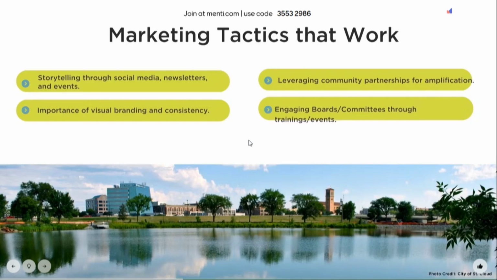Next, we'll talk about some marketing tactics that we have done that have worked. Of course, there's no marketing without storytelling, and that's done through a number of different pieces. The importance of a visual brand and consistency and showcasing that to the community, because as we know, since some of you have done marketing, it takes 7 times for someone to recognize your brand, and especially in the work that we do, that is oftentimes a lot behind the scenes, that can take a while.